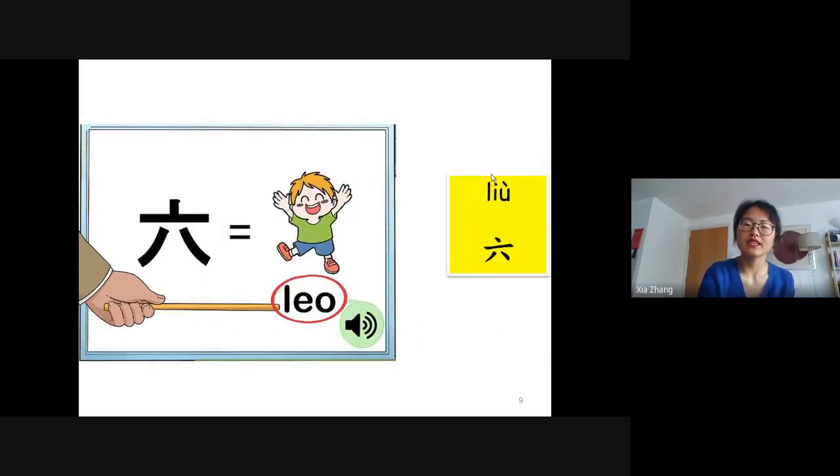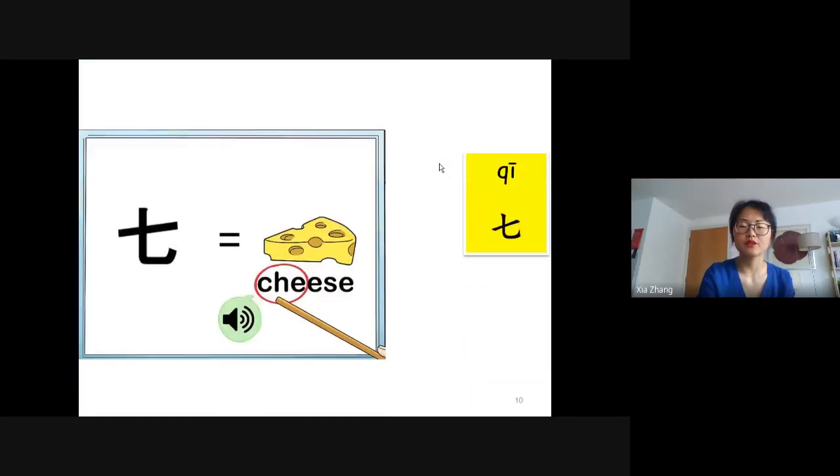And then we say number six. How do we say number six? It looks like a person, right? The character. It sounds like liu. Repeat after me. Liu. Okay, great. Now we come to number seven. How do we say number seven? In English, we sound like k, but in Chinese, it's not. Say after me, qi. It's like cheese. Qi. Okay.